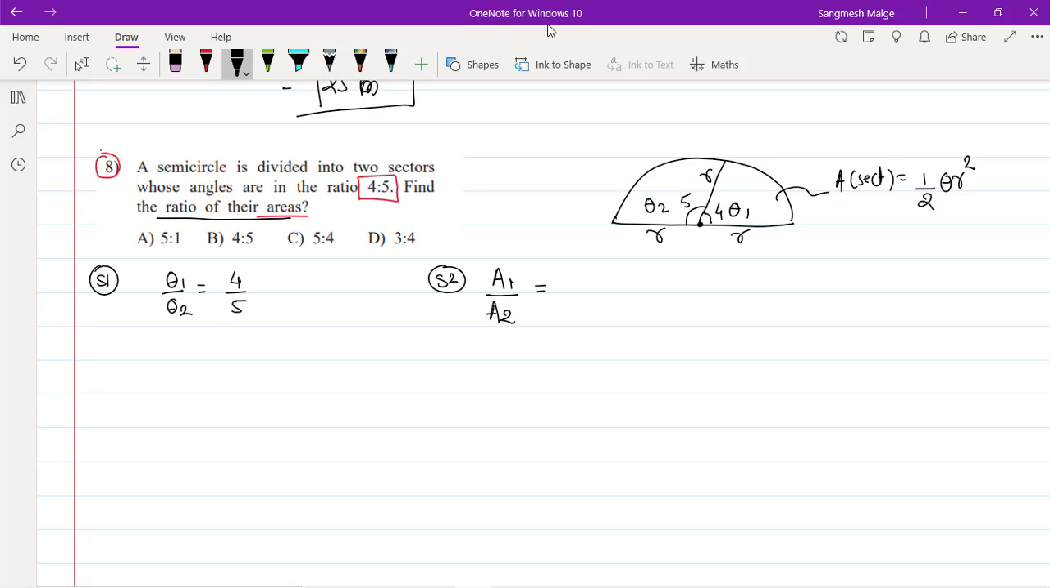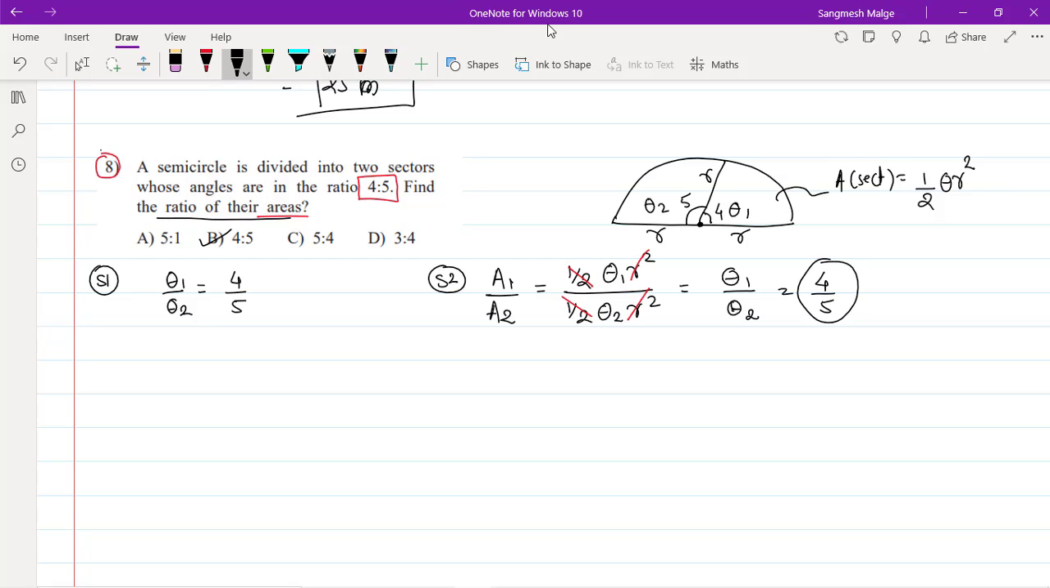So the difference is that we have different angles. So what will the formula of area 1 be? It is 1/2 theta 1 r square upon area 2, which is 1/2 theta 2 r square. What cancels? 1/2 cancels, r square cancels, what remains? theta 1 by theta 2. Are you getting it? Then what is your answer? 4 by 5 only.